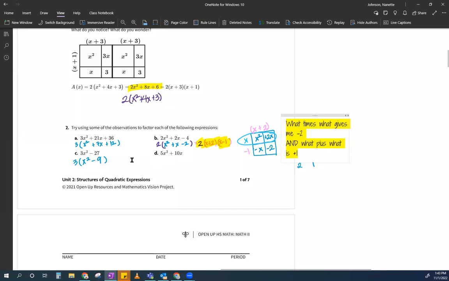I'm going to skip to this one because I want to finish off the greatest common factor part. What's the greatest common factor? What's the biggest thing I could take out of here? Look bigger. Someone said 5, and I say yes, but look bigger. What do both of these have?